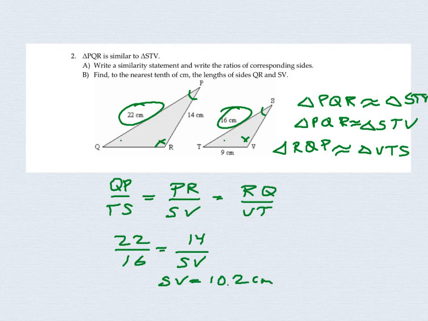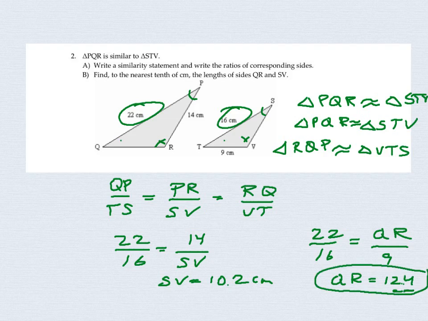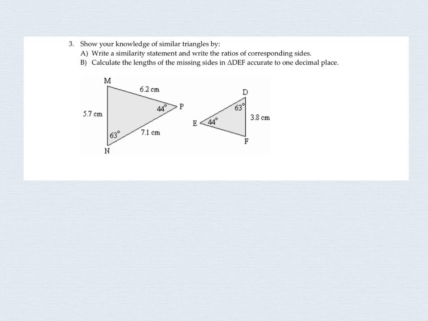To solve for the other missing side, which is QR, 22 over 16 is going to equal QR from the top triangle, letters unknown, divided by 9. So 9 times 22 divided by 16. QR would equal 12.4 centimeters. So you're applying old skills of proportions to a new concept of similar triangles. And similar triangles are the basis upon which trigonometry is calculated. So it's important that you get this straight to be able to move on to trig.